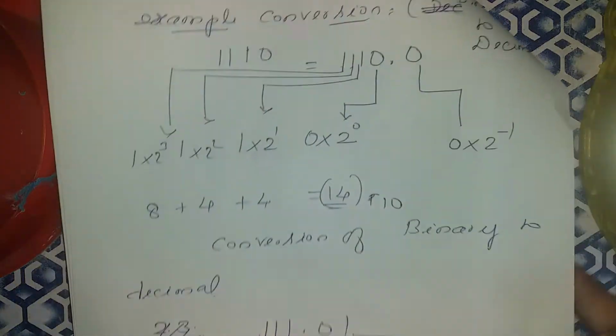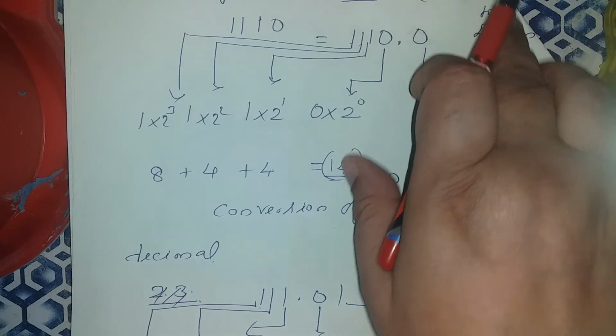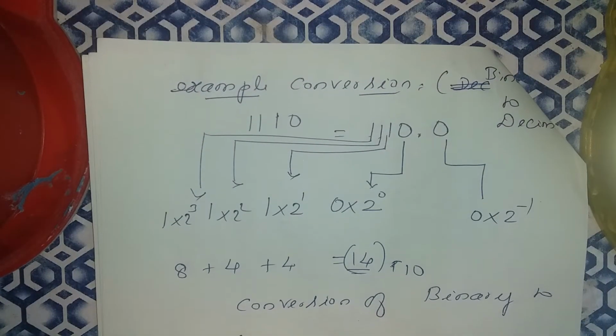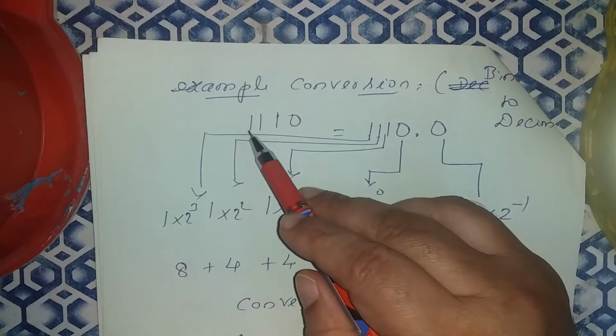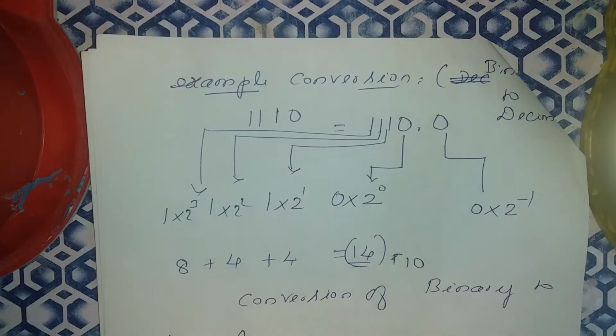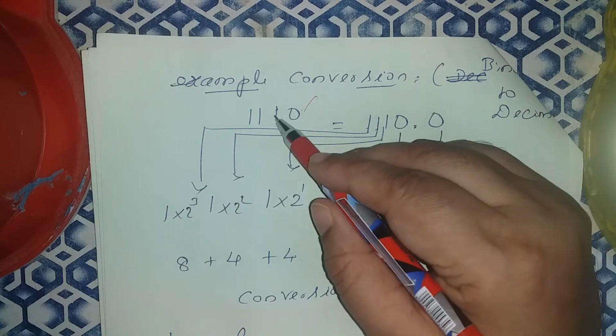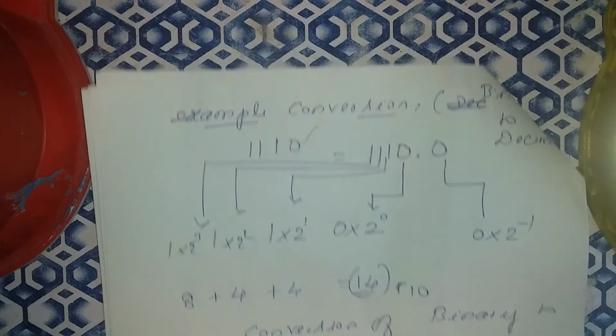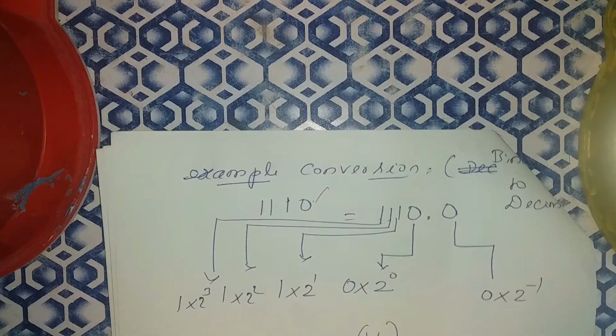What software trick can be used for this conversion mechanism? That we are going to cover today. Okay, example conversion. I have a number 1110. This is a binary number, everybody knows because it is in 1 and 0 form. I want it in decimal form. How to convert this? That is our question.